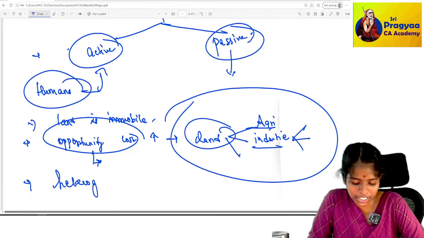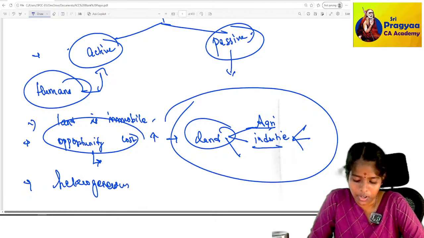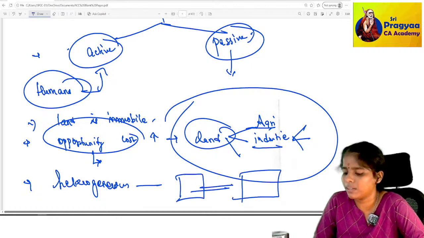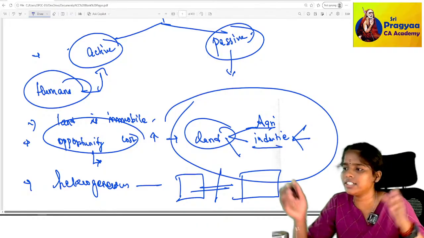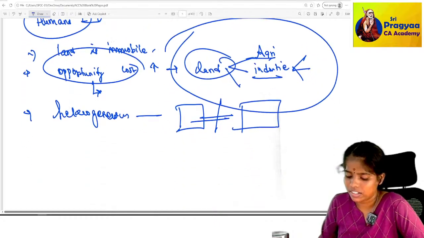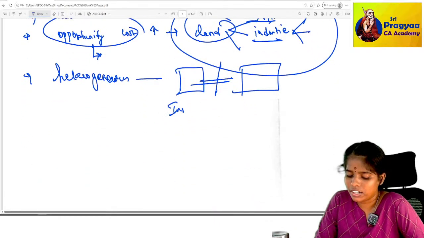Land is heterogeneous in nature. One piece of land is not similar to one more piece of land. Both are different. Characteristics of this place is different from characteristics of another place. Your institute is over here.